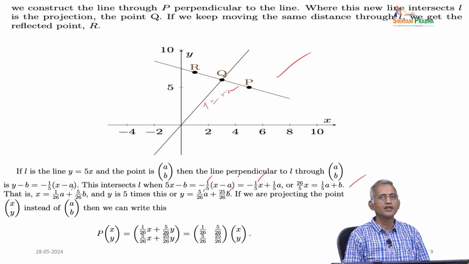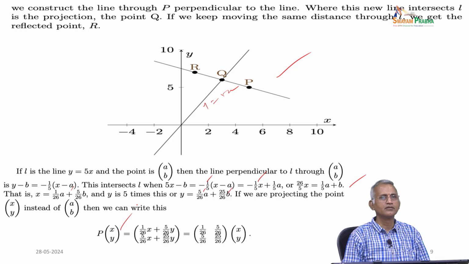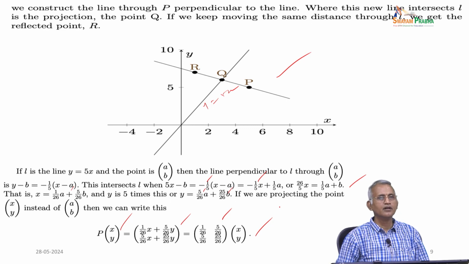So, if we are projecting the point (x, y) instead of (a, b), then we have P(x, y) equal to (1/26 x plus 5/26 y, 5/26 x plus 25/26 y). So, we have the matrix with entries 1/26, 5/26, 5/26, 25/26 times (x, y). This way we can get the projection of one point to another.